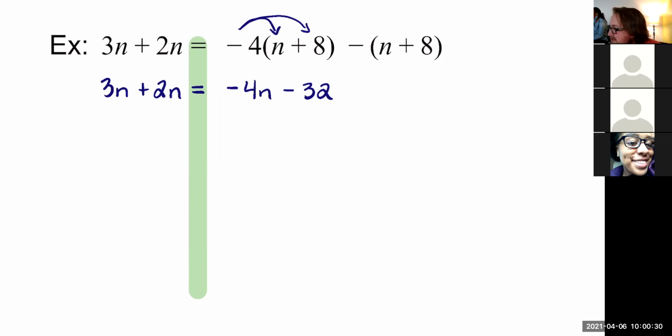Sorry, I heard half of it. There is a 1 hiding there. Technically, now that means it's a -1, and that's exactly what I'll distribute. So -1 times n is going to give me a -1n, and a -1 times 8 is going to give me a -8.